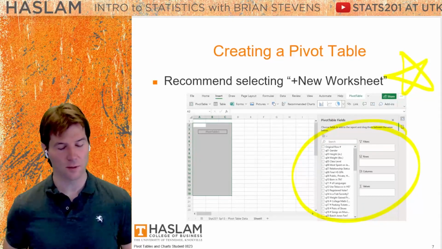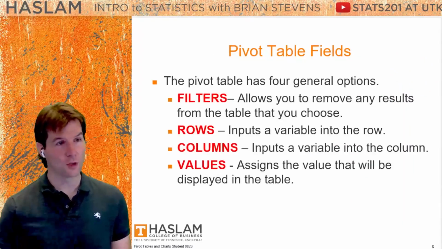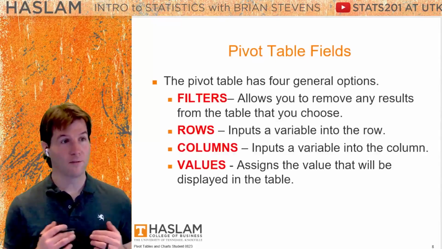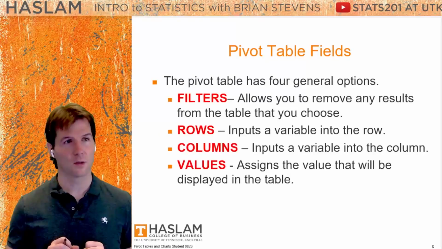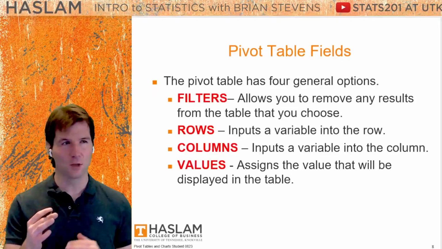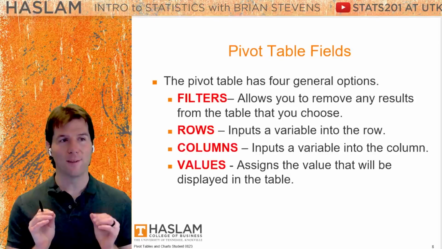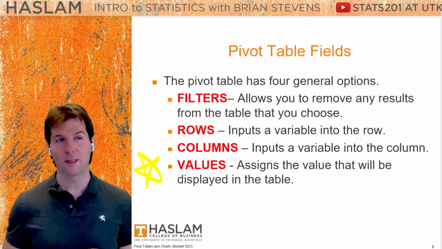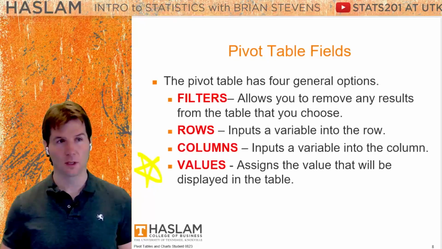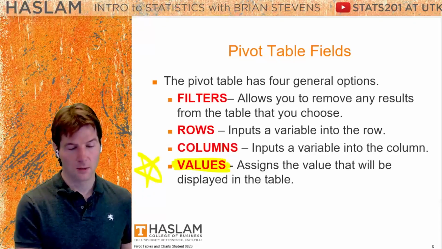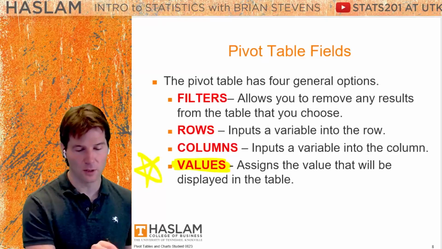Let's examine those fields. Here are the fields you saw over on the right, but a little easier to see. We have the filter, which is what removes things. We have the rows and columns, which divide it by two different variables. But the values is probably the most important. So if I wanted to look at the GPA of class levels, GPA is the values we are looking at. So GPA would have to go into values.